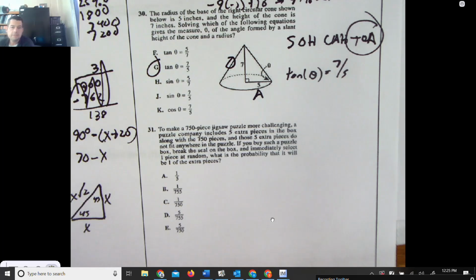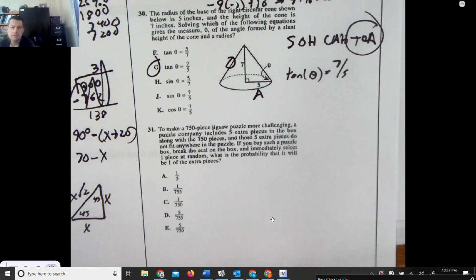To make a 750-piece jigsaw puzzle more challenging, a puzzle company includes 5 extra pieces in the box along with the 750 pieces. If those 5 extra pieces do not fit anywhere in the puzzle, and if you buy such a puzzle, break the seal on the box, and immediately select one piece at random, what is the probability that it will be one of the 5 extra pieces?